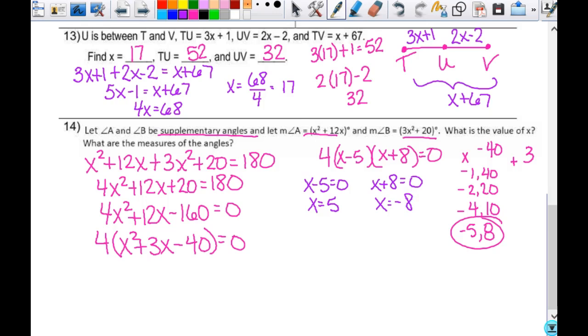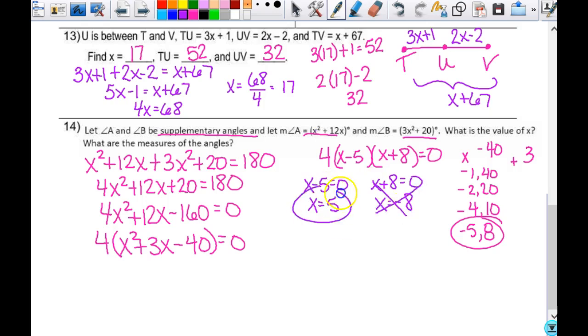Okay, and then I need to try both of these. So when I do this, the positive one is going to work, but the negative one, I still got to try it to see if it's going to work. When I put the negative 8 in here, I get negative 8 squared. That's a positive 64. But then negative 8 times 12 is a negative 96. So a positive 64 and a negative 96 is going to give me a negative angle. Remember, negative angles exist, but we're not dealing with them right now. If you get negative angle measures right now, you're wrong. So you can't always just throw the negative one out, but it does not work here.